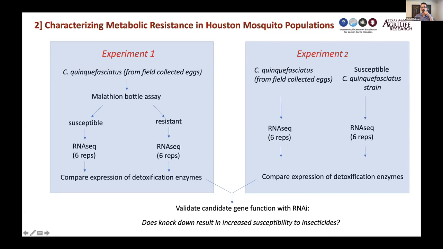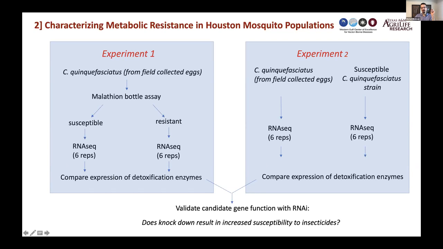enzymes. So what we're doing here is just taking Culex quinquefasciatus from field collected eggs, rearing them in the lab, and also having a susceptible Culex quinquefasciatus colony, and we take samples from those as well. Again, we do whole transcriptome sequencing and compare the expression of these genes.